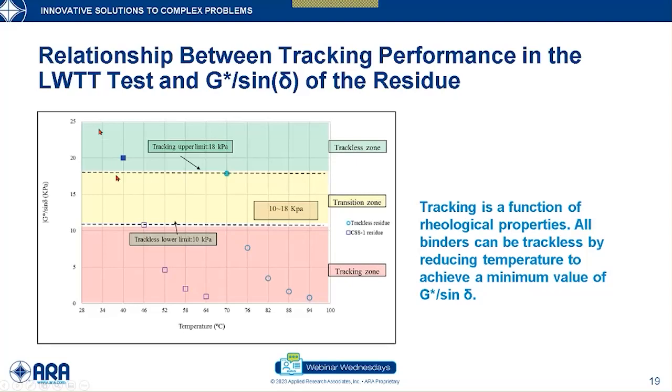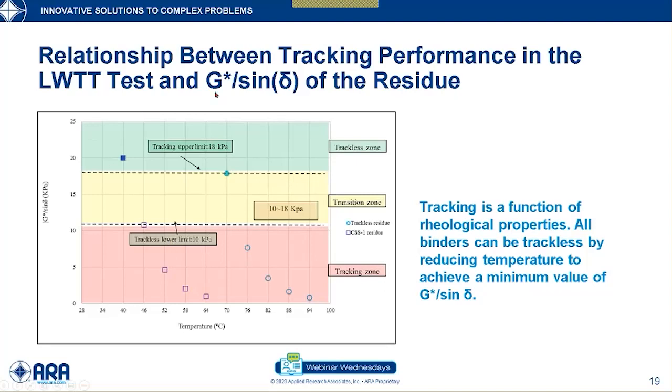So based on the stiffness, or G* over sine delta, of this asphalt emulsion residue, we can propose a zone that is trackless. If you can ensure that your stiffness, or G* over sine delta, crosses a certain limit, your emulsion will be trackless. There is also a transition zone that I propose to make sure there is a factor of safety. In this transition zone, there is a possibility that your emulsion will still track, but there is a very low probability of that. And under this zone, in the trackless zone, your emulsion will not track.